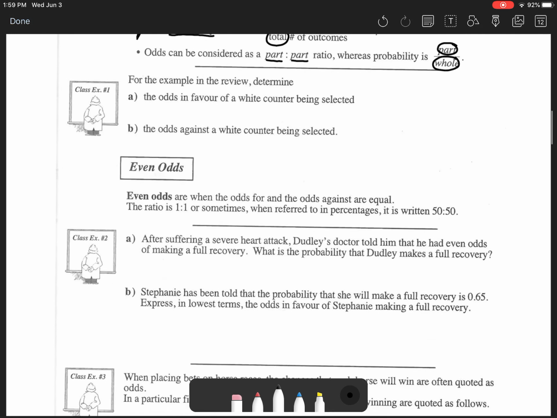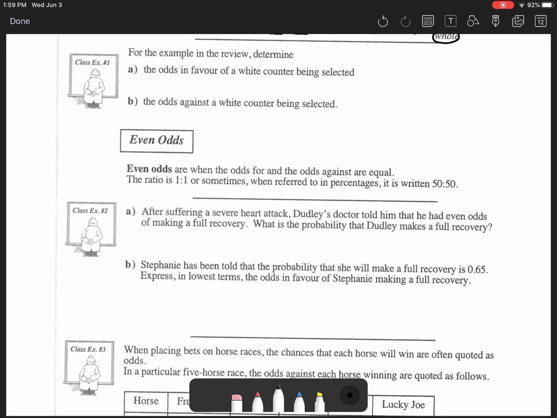So for the example in the review, determine the odds in favor of a white counter being selected. So this is odds, and this time it's in favor of white. So what you want is how many white counters? There were 5 white counters to 4 not white counters. The odds against a white counter, so this time against, would be 4 not white and then 5 that are white. So again, in favor of versus against.